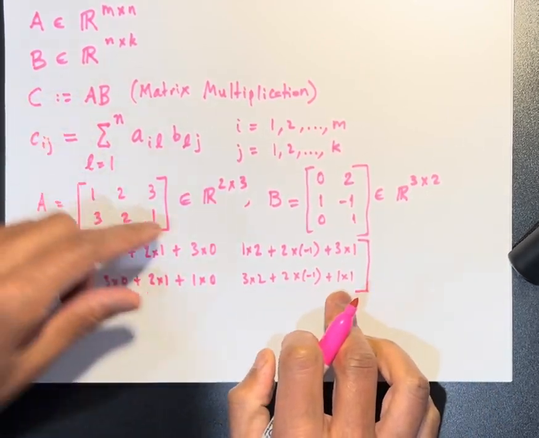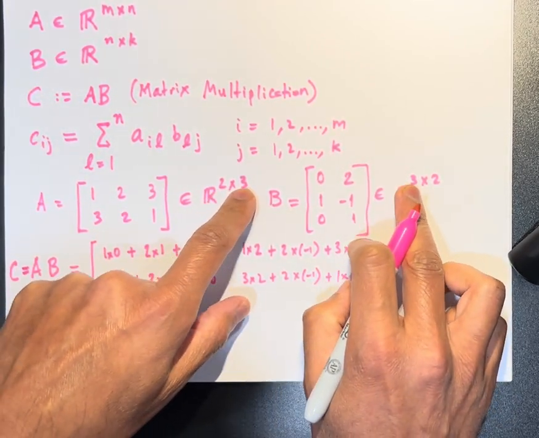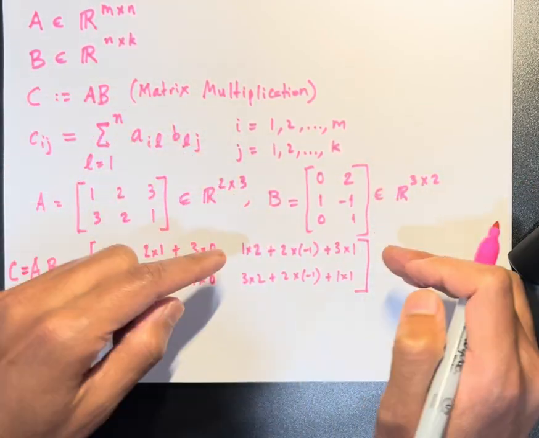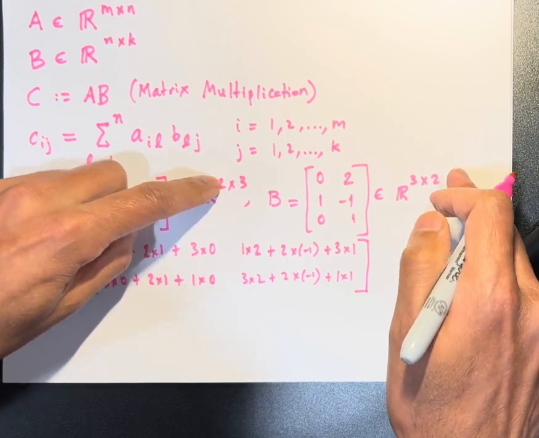And this matrix, as you can see, this dimension is now gone, right? If you want to think of it as the inner dimension, right? The outer dimensions remain, the 2 by 2 remain, right?